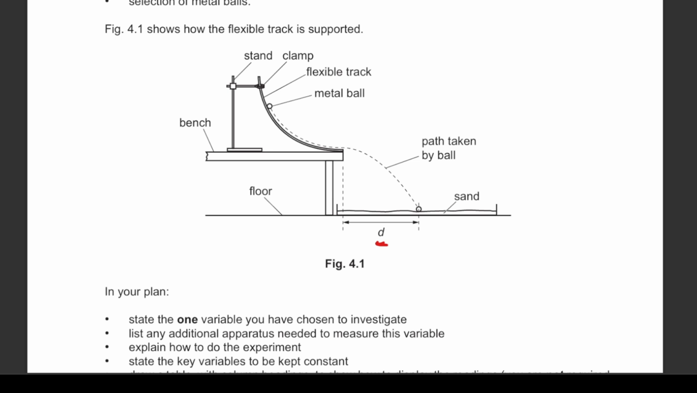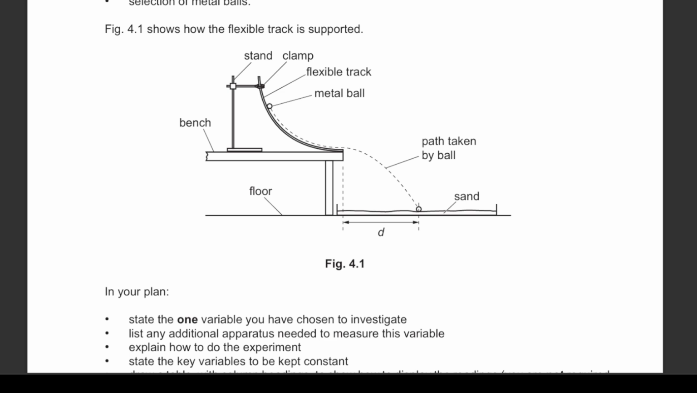Which means, or which could be, are you going to change the mass of the ball and then see how far it lands? Or are you going to change the height of release of the ball? Are you releasing it from this point, from this point, from this point, and from this point, and see how far it goes or lands? So there are two possible choices you can attempt the question with. I'm going with the different height.